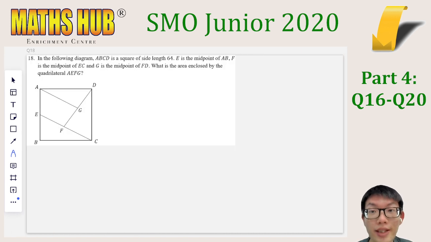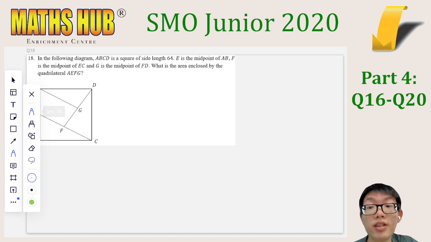Moving to question 18, we have got another geometry question and another large side length 64. E is a midpoint of AB, F is a midpoint of EC, G is a midpoint of FD. And we are asked to find the area enclosed by AEFG. We certainly have to make the most of the midpoints E, F and G, and to be honest, there are quite a lot of reasonable ways to approach this. So I'm just going to show one possible way to deal with this problem.